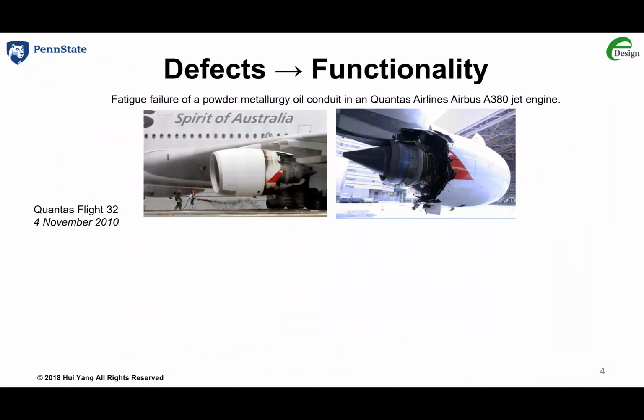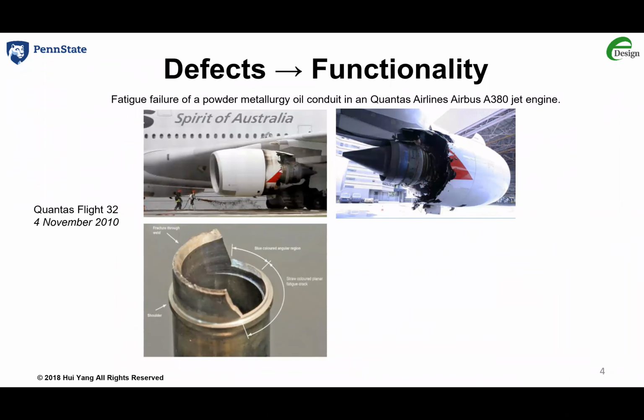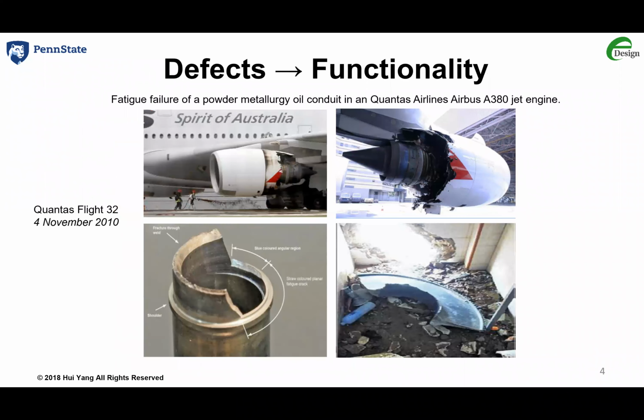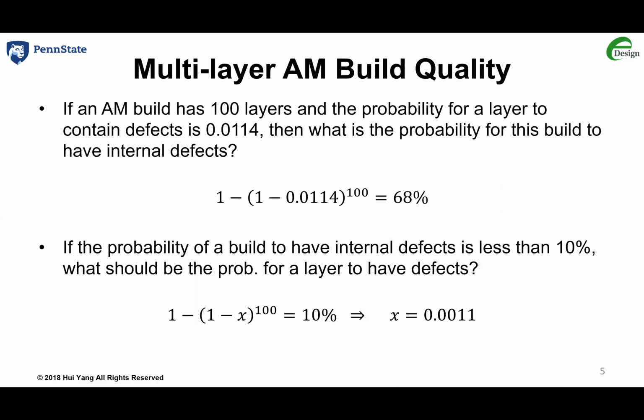So the defects cause functionality problems. For example, Qantas Flight 32, November 4th, 2010: because of an additive manufactured oil conduit part that had some internal defect, the whole engine blew off into the nearby building and caused a lot of damage. But why are there such huge quality control problems?